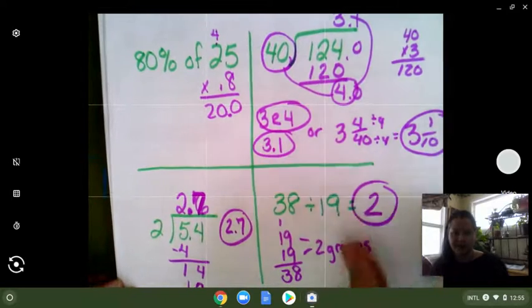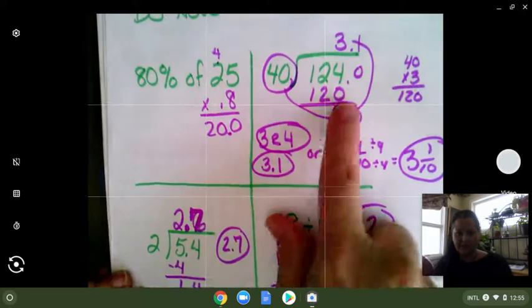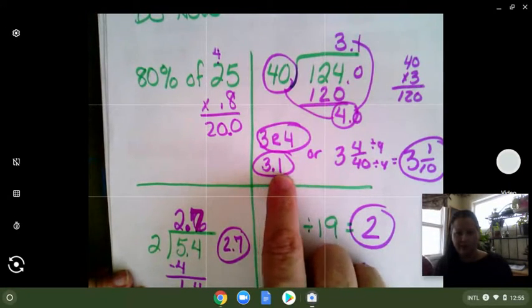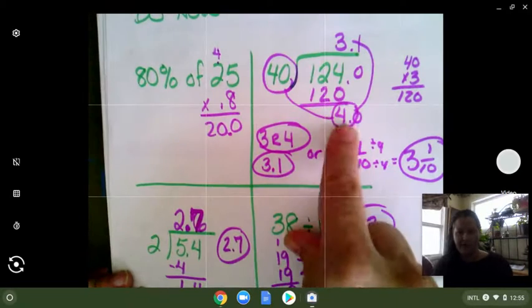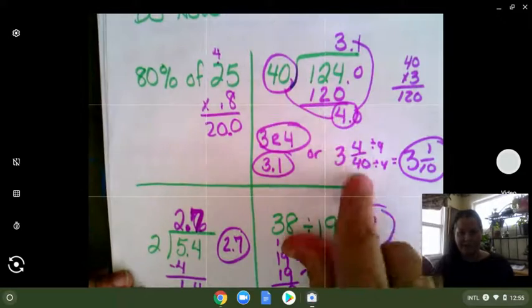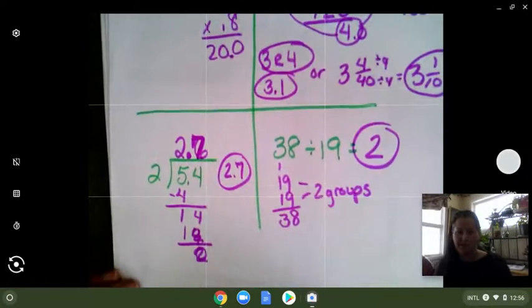All right, this next one, there are 3 different answers you can have. You'll have 3 remainder 4 when you divide. If you decide to put the decimal in and bring it down, you will have 3.1. And then if you want to write it as a fraction, you'll need to simplify it. It'll be 3 and 4 over 40, simplified down to 3 and 1/10. So all 3 answers work there.